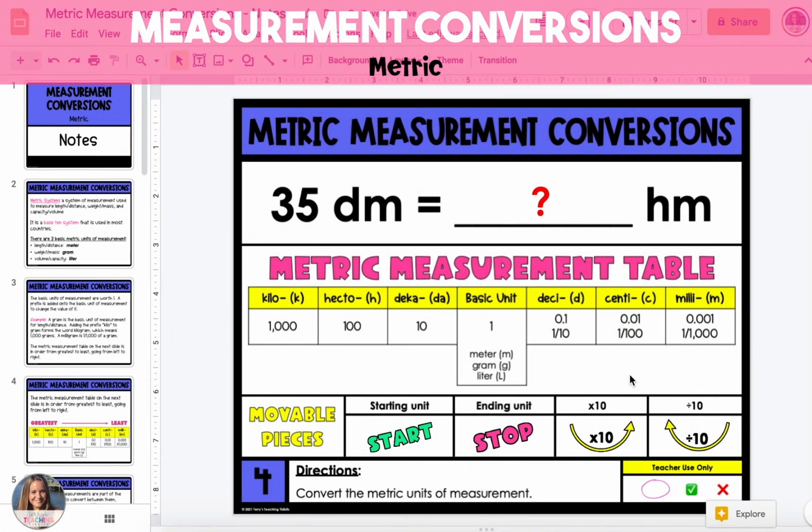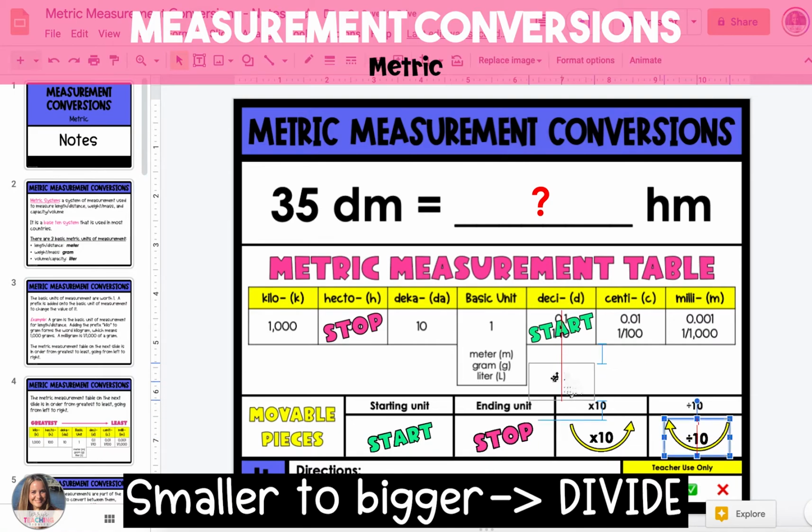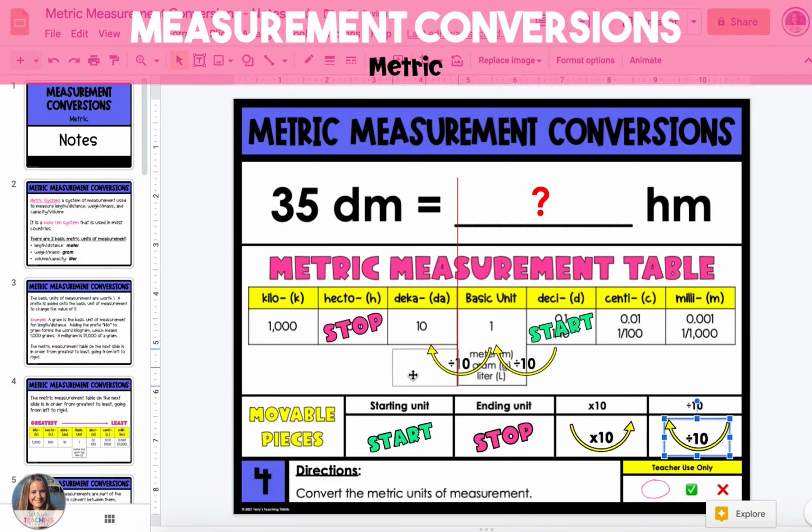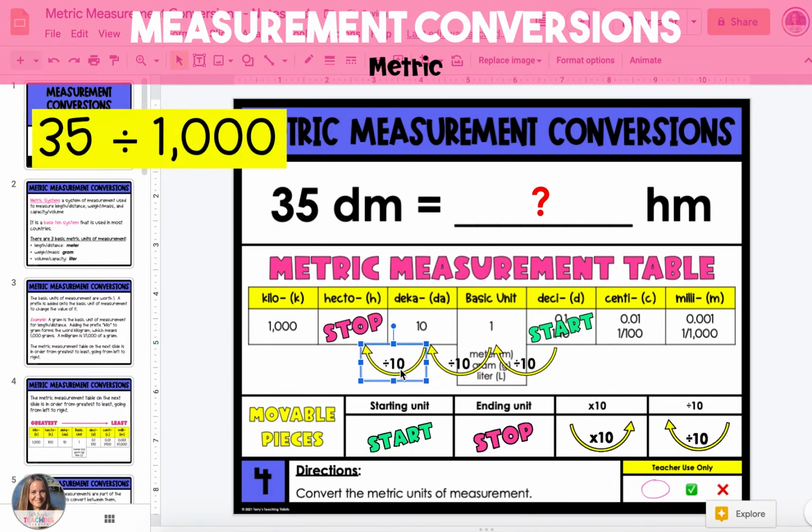In the fourth example, we're converting 35 decimeters to hectometers. Drag start over deci in the metric measurement table, and drag stop over hecto. We're converting from a smaller unit to a bigger unit, so we're dividing by powers of 10, and we are moving 3 places on the metric measurement table. So we're dividing by 3 powers of 10, or dividing by 1,000.